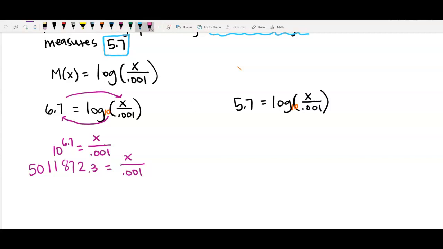So I need to multiply both sides by that 0.001, right? Because that's going to get rid of this on this side. But if I multiply that side by 0.001, then I need to multiply this one by 0.001. Okay, so now take that big long number and multiply it by 0.001.